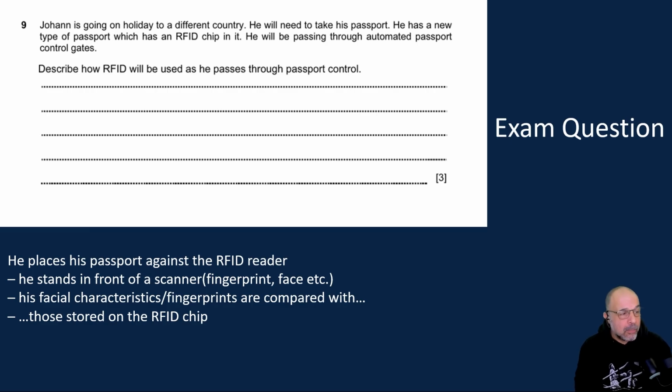So the mark sheet itself says he places his passport against the RFID reader. He stands in front of a scanner, fingerprint, face, etc. His facial characteristics or fingerprints are compared with those stored on the RFID chip. So what we need to identify here is where it says describe how RFID will be used. It doesn't say how RFID works or how they will get the information from the RFID chip, just how it's used. And this is the important thing of this question.